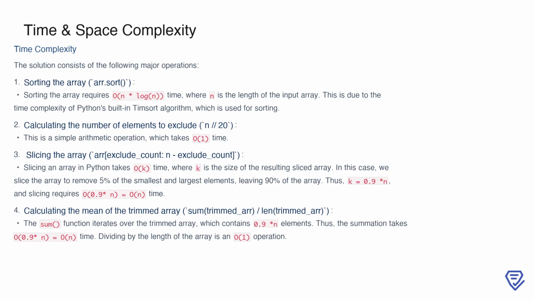After that, we slice the array to remove the smallest and largest 5% of elements. Slicing in Python takes O(k) time, where k is the size of the resulting array. Since we're keeping 90% of the elements, the slicing operation takes O(0.9n), which simplifies to O(n). Finally, we compute the mean of the trimmed array. The summation step iterates through the trimmed array, which also has O(n) complexity, while dividing by the length of the array is an O(1) operation. These steps give us a detailed breakdown of the time complexity for each part of the solution.